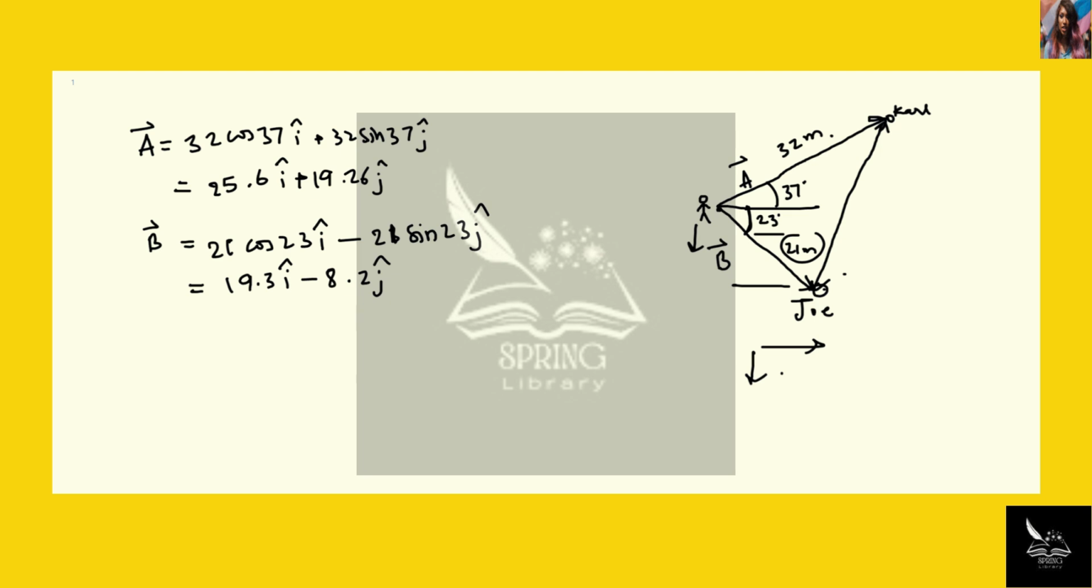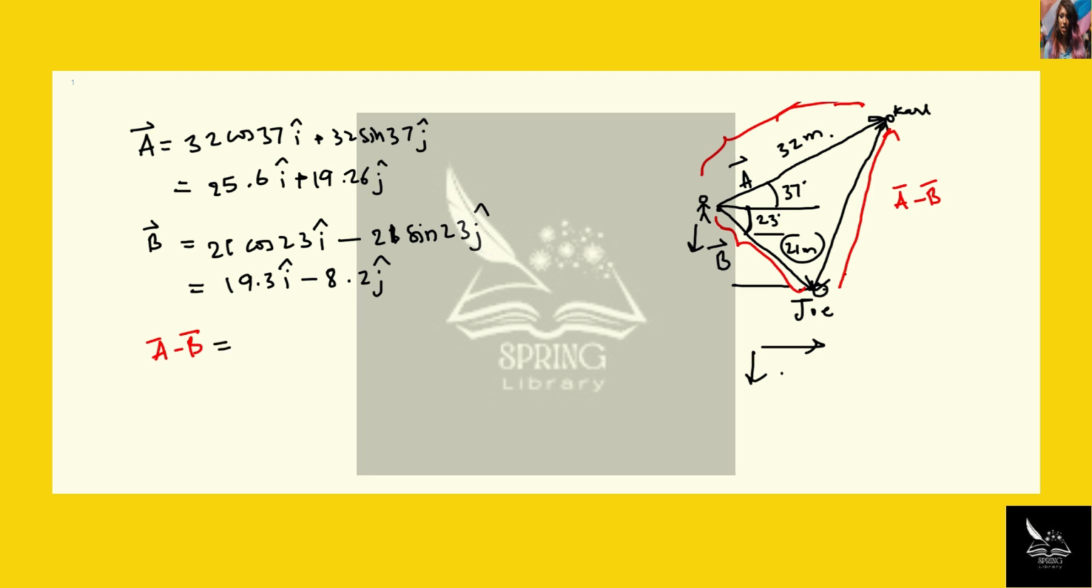Now, we know that if this is vector A and this is vector B, we know that this would be the vector A minus B. Hence, we write down the vector A minus B.